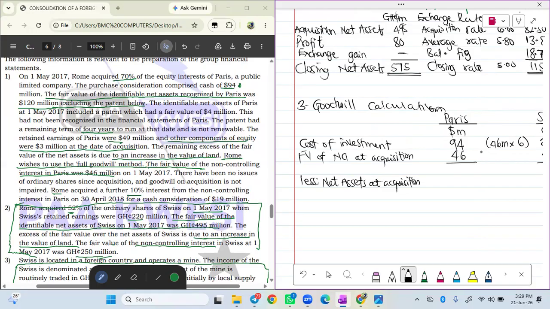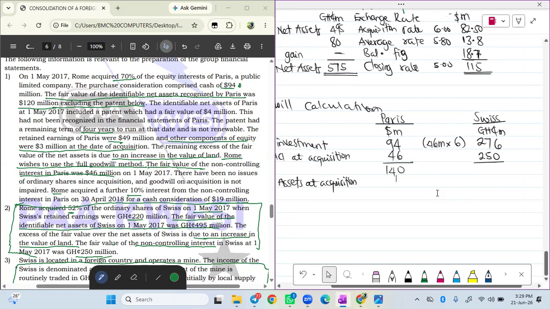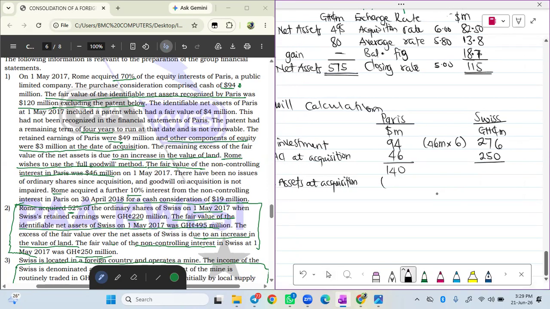$140. Which one is the 140? Paris. Then Suez will give you what? $526.